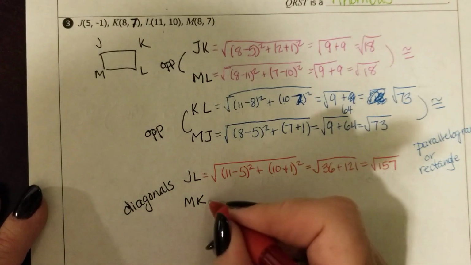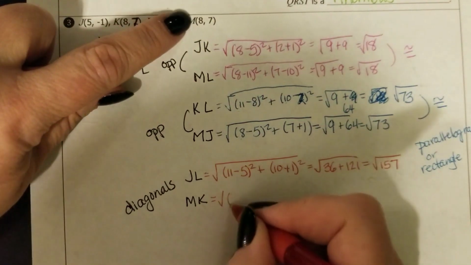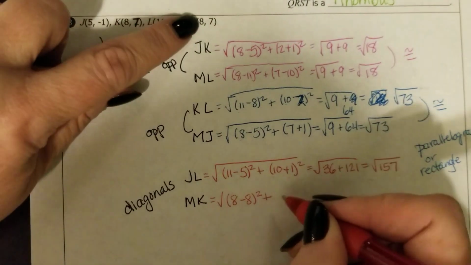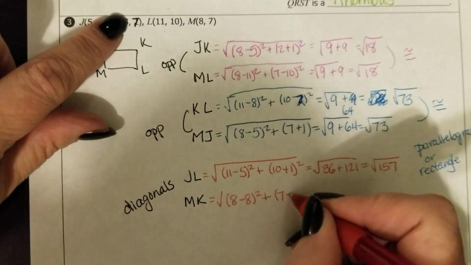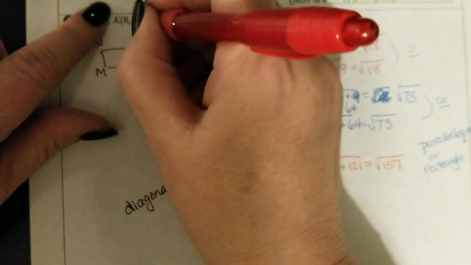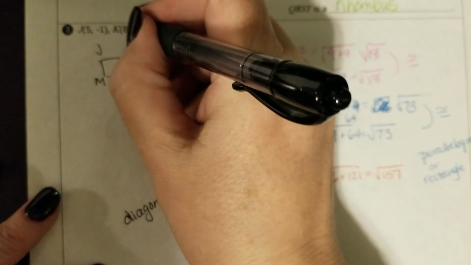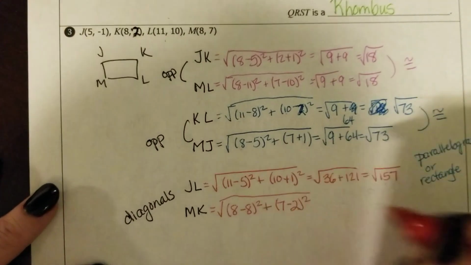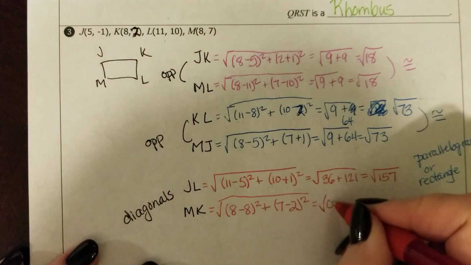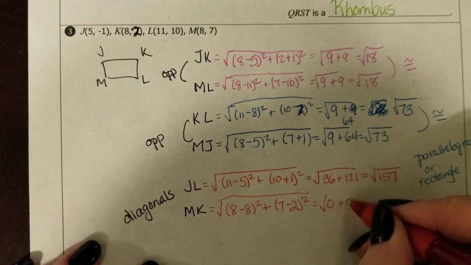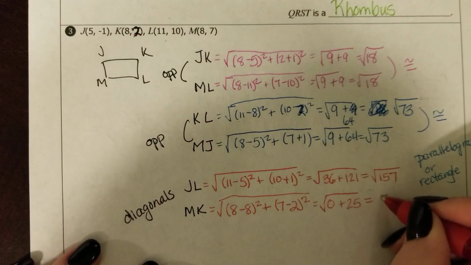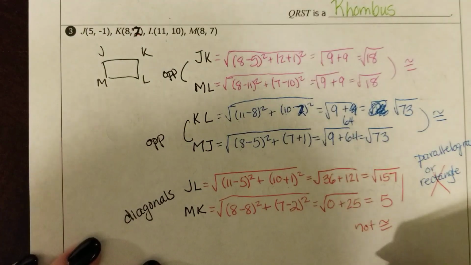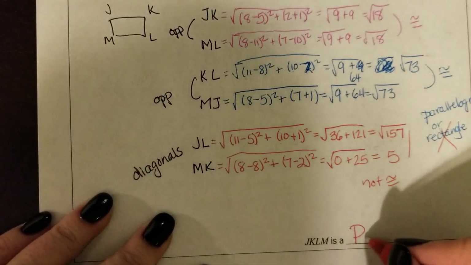And let's try MK. We get the square root of 8 minus 8 plus 7 minus 2 squared. We did say that that is a 2, I should change that back. 8 minus 8 is 0. And 7 minus 2 is 5. 5 squared is 25. So the square root of 25 is 5. These are not congruent. So it cannot be a rectangle. It is going to be a parallelogram.